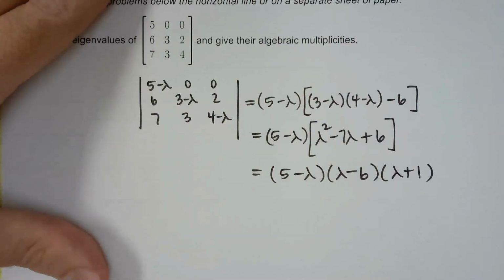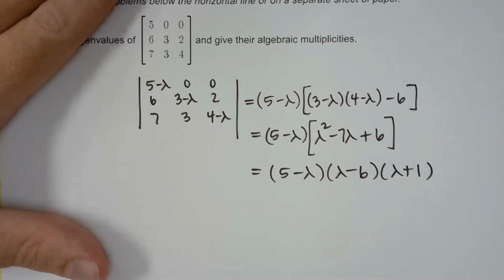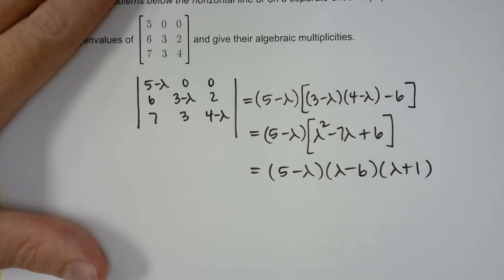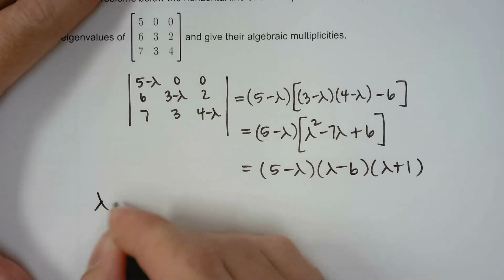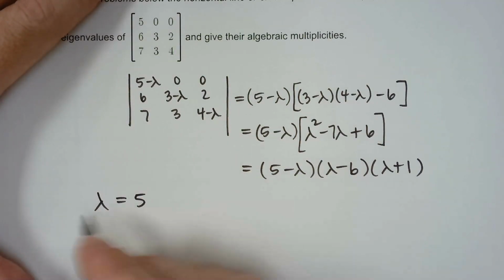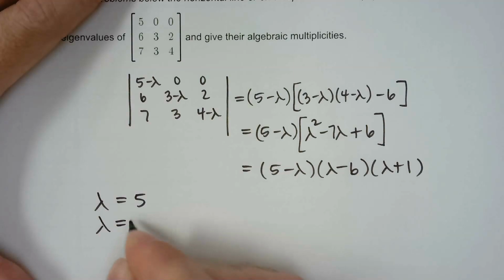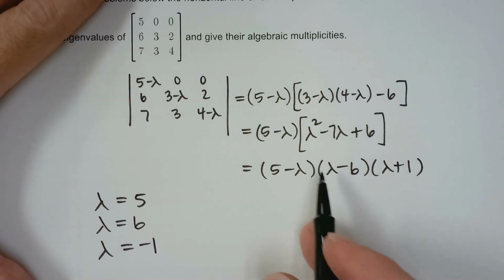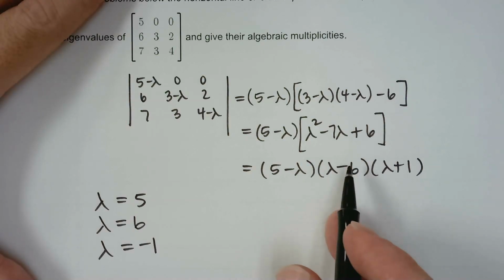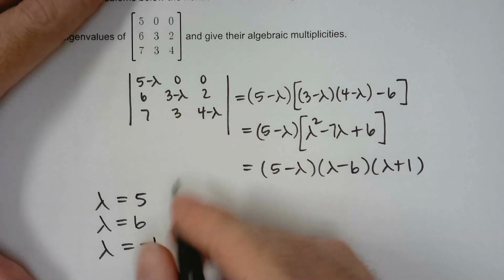Now, if the determinant of the matrix minus lambda times the identity is equal to 0, then lambda is an eigenvalue. So that means my eigenvalues are lambda equals 5, lambda equals 6, and lambda equals negative 1. And all three of these have algebraic multiplicity equal to 1 because these factors appear once in the factored form of the polynomial.